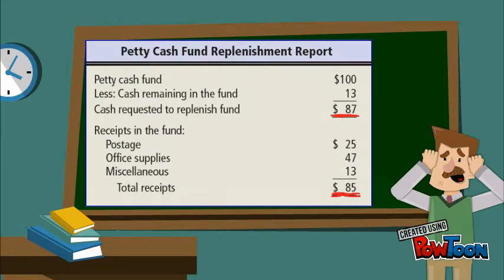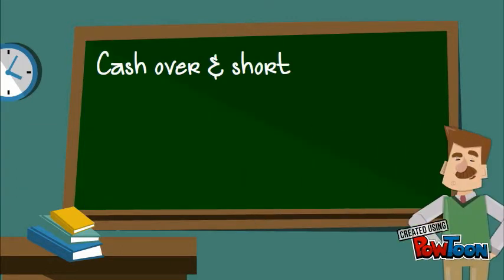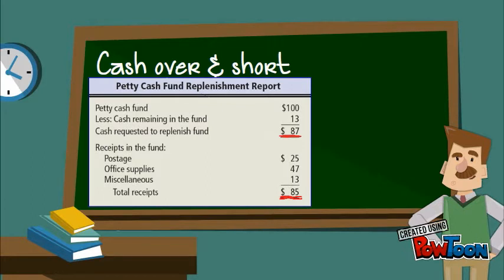However, there are times where the total balance of the receipts and the cash required for replenishment does not equal. This can be in part due to the custodian losing a receipt or giving incorrect change. In this example, we can see that cash requested to replenish is $87 and total receipts is $85.